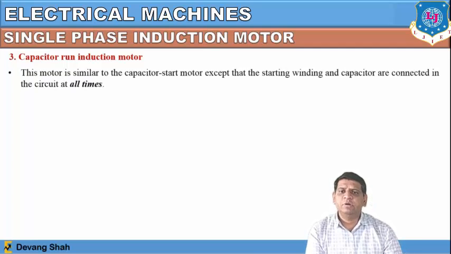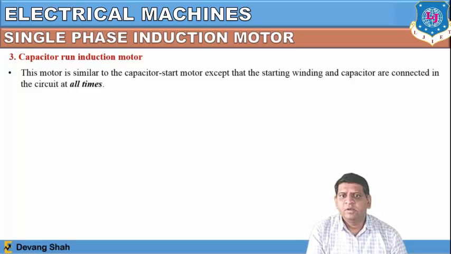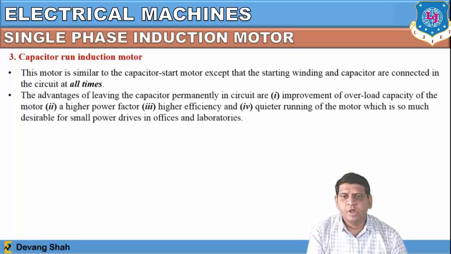Now the capacitor run induction motor is similar to the capacitor start motor, except the starting winding and capacitor are connected in the circuit at all times. So here the capacitor is permanently connected. There are certain advantages of leaving the capacitor permanently in the circuit, like improvement of overload capacity of the motor, higher power factor, higher efficiency, and quieter, smooth running of the motor, which is so desirable for small power drives in offices and laboratories.